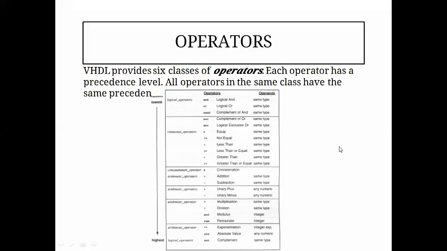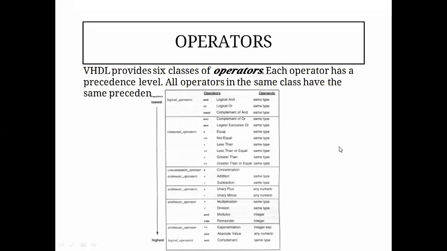Then you have the multiplying operators. The fifth class is multiplying operators. What operations come under these? You have multiplication, division, modulus, and remainder. And you have the last class of operator, which has the highest priority, the miscellaneous operators. The operations that come under this miscellaneous operator are absolute and exponential, which has the highest priority.